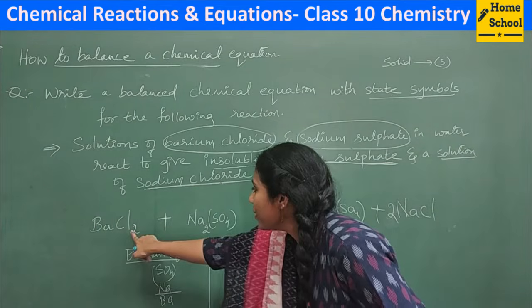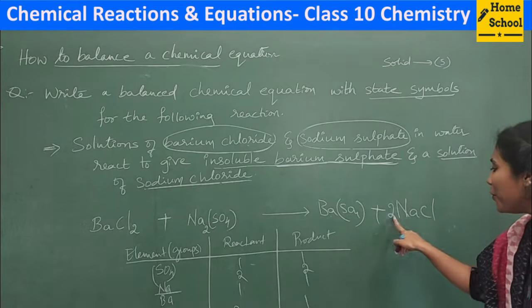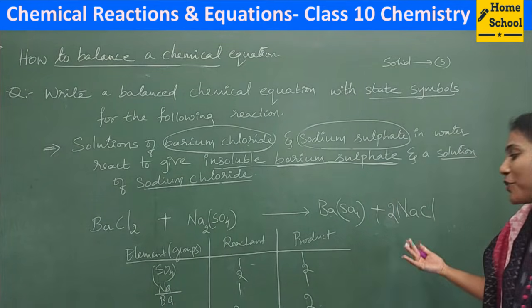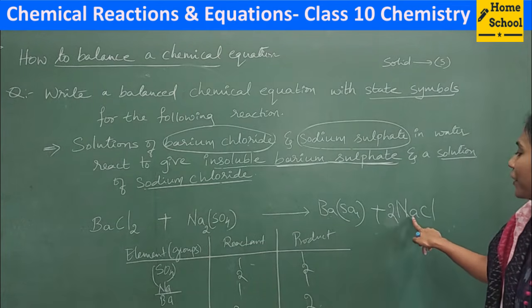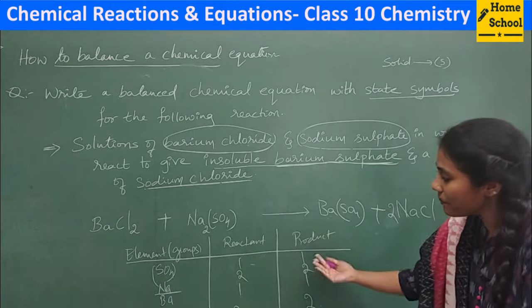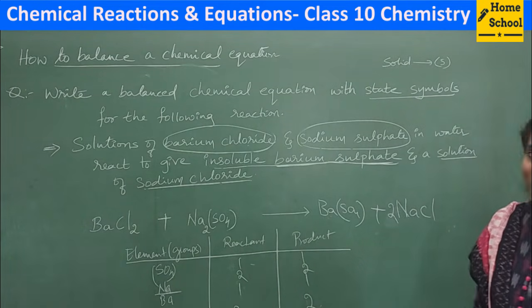Chlorine, now you check, 2 are there. In the product, this 2 belongs to Cl also. Now there are 2 chlorine atoms on the product side also. So by putting 2 here, you will have 2 sodium atoms and 2 Cl atoms. That's what you need. So the equation is balanced. Now this is a balanced equation.